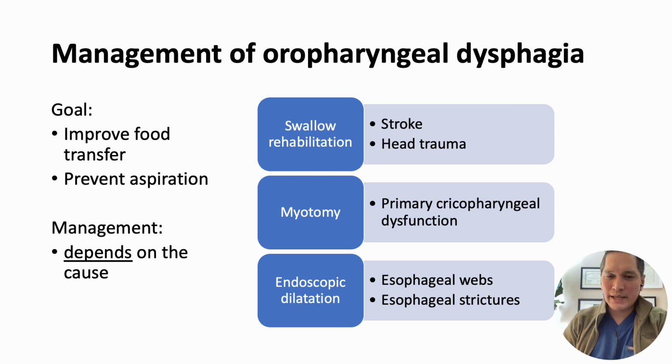If the patient has oropharyngeal dysphagia related to a stroke or even a degenerative neurologic disease, then we likely would proceed with swallow rehabilitation in order to facilitate oral intake. If the patient has primary cricopharyngeal dysfunction, then an endoscopic or open myotomy is recommended. Now, if the patient presents with esophageal webs or esophageal strictures, then what is recommended is an endoscopic dilatation.